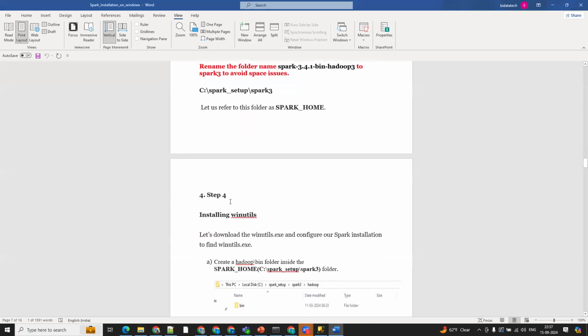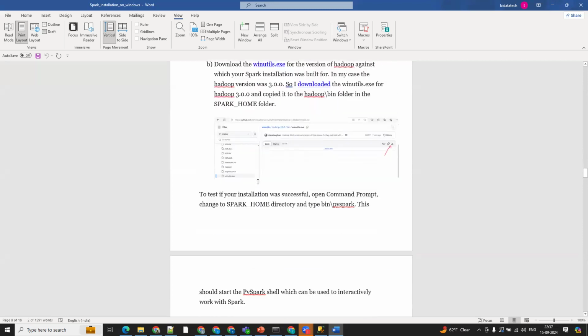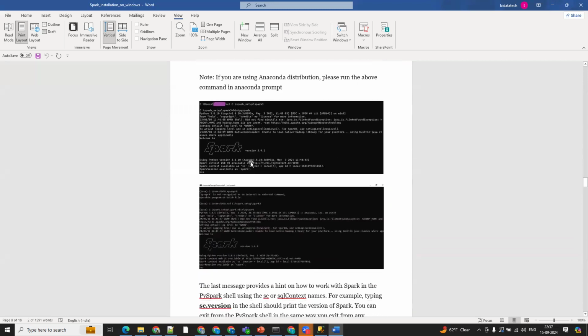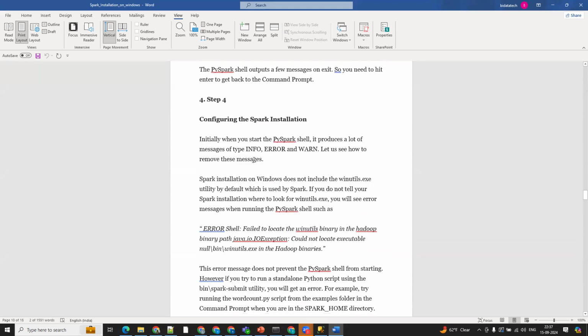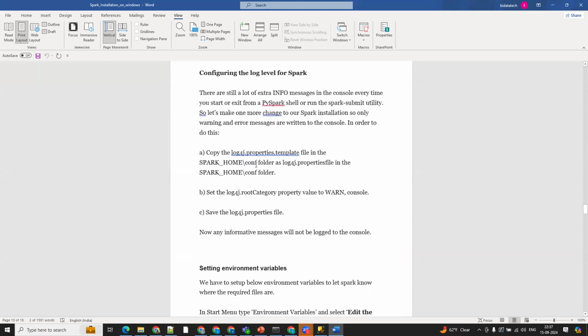Okay, and you need to follow these steps. And you need to install WinUtils as well, the Windows utilities. Indirectly, this WinUtils will give you a Hadoop kind of environment. And follow these steps directly. You'll be installing it properly.